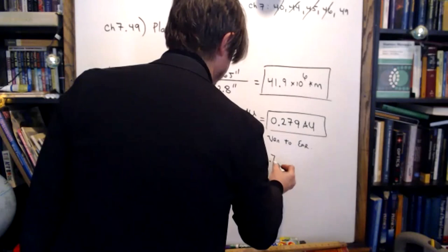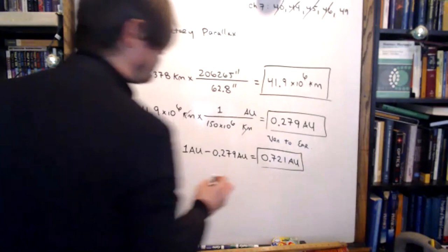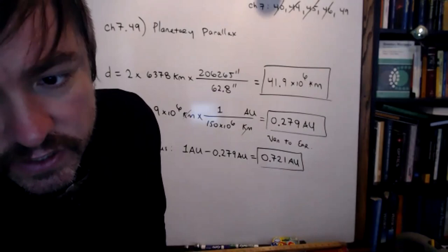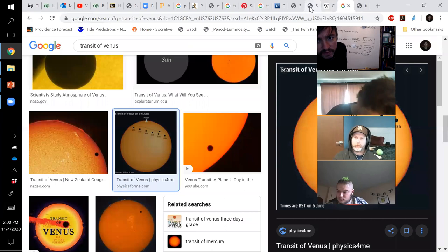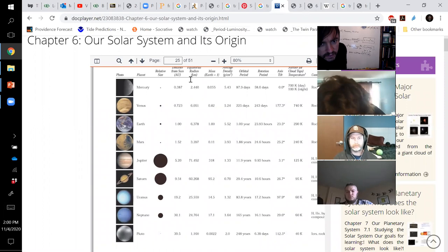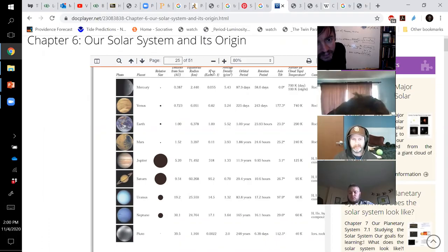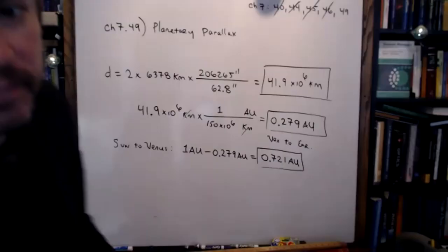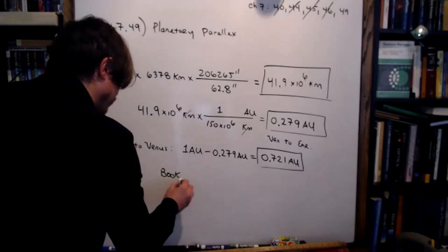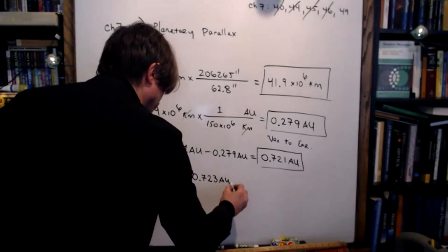Let's see how this estimate compares with the one from our table today. Share screen. Where is that table? Distance from the sun. Look at that. Venus to Earth, 0.723. So in the book, plus or minus 0.002. Here's how we make that a percent error.